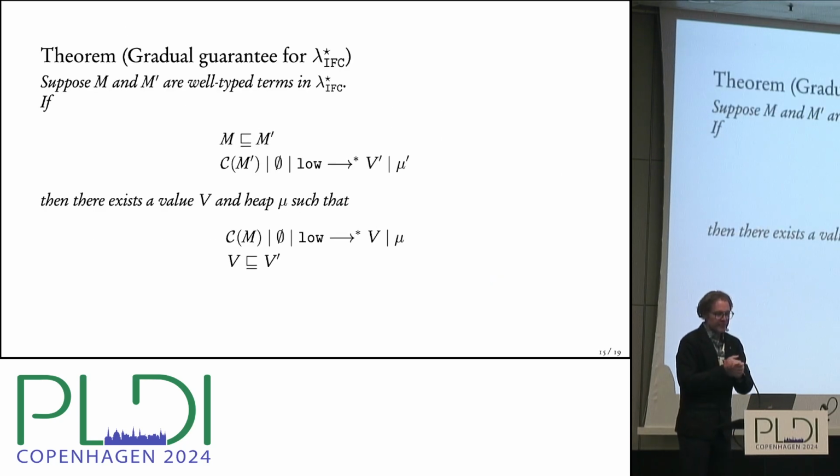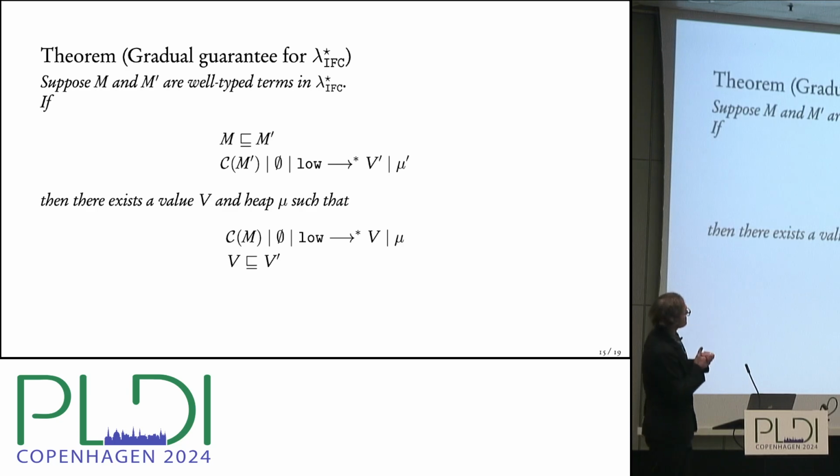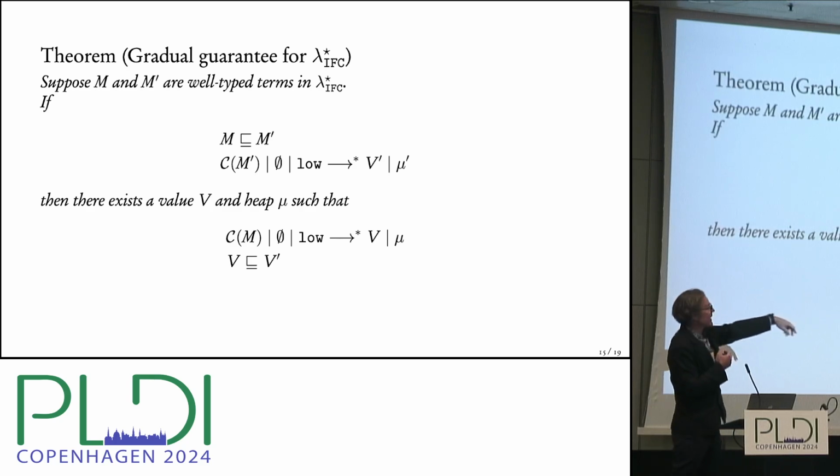So what do we prove? We prove the gradual guarantee. So that says if you have basically two versions of the same program, one is more precise than the other. If the more precise one runs to a value, then the less precise one should also run to a value. So it should behave the same.